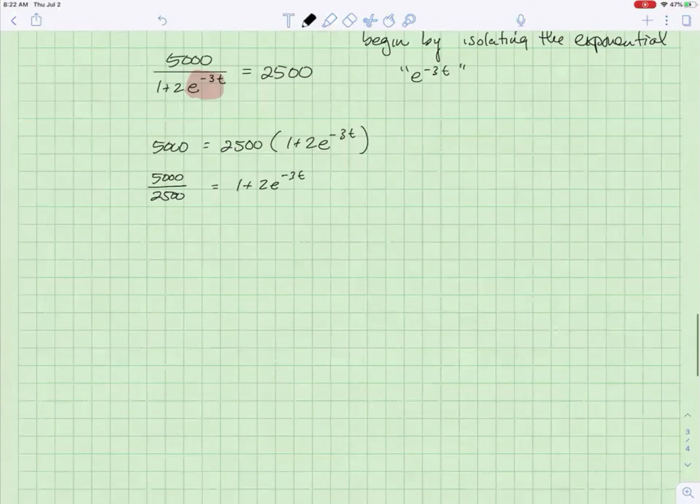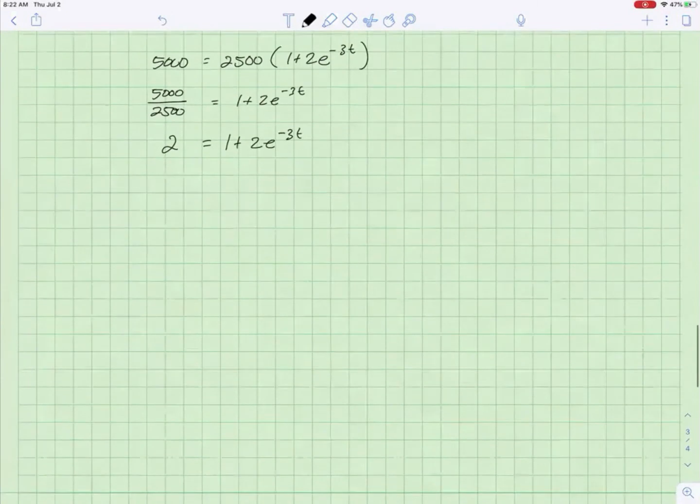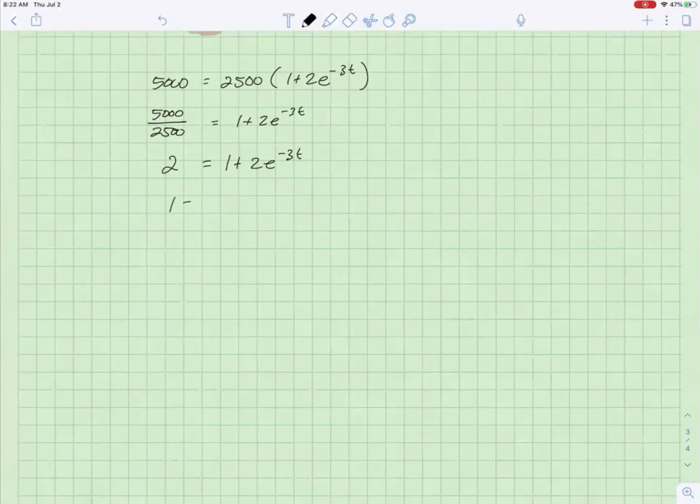This will simplify to be 2 is equal to 1 plus 2e to the negative 3t. We'll subtract 1 from both sides, and we'll get 1 is equal to 2e to the negative 3t. And then finally, 1/2 is equal to e to the negative 3t. And so we have isolated e to the negative 3t.